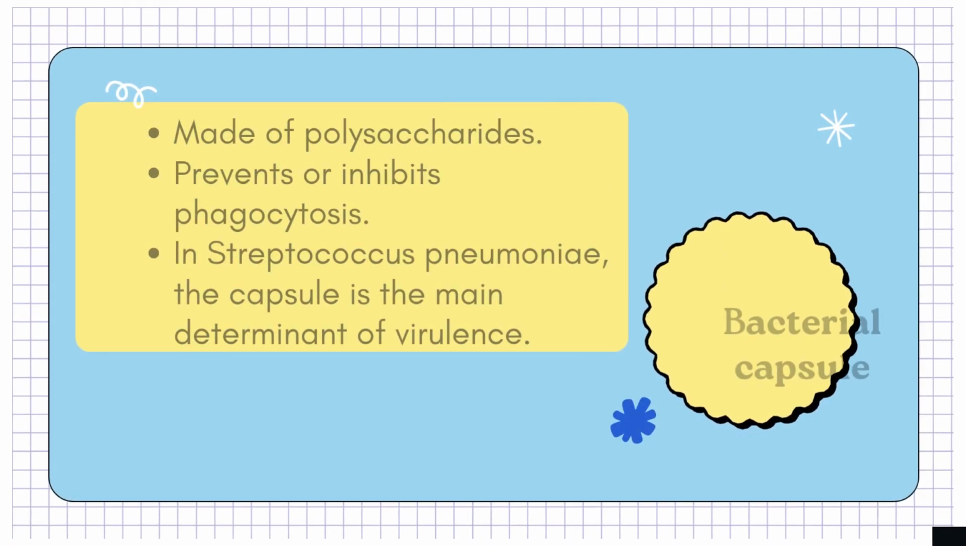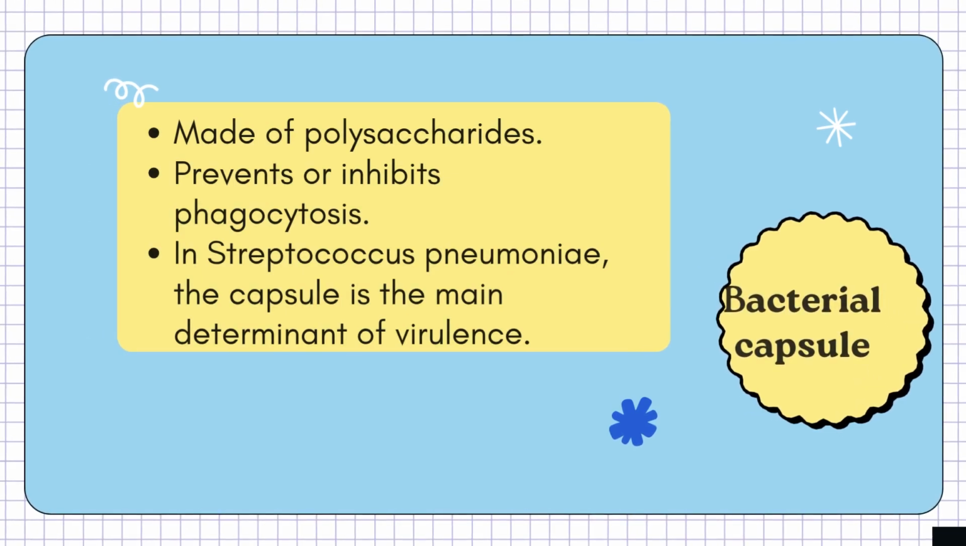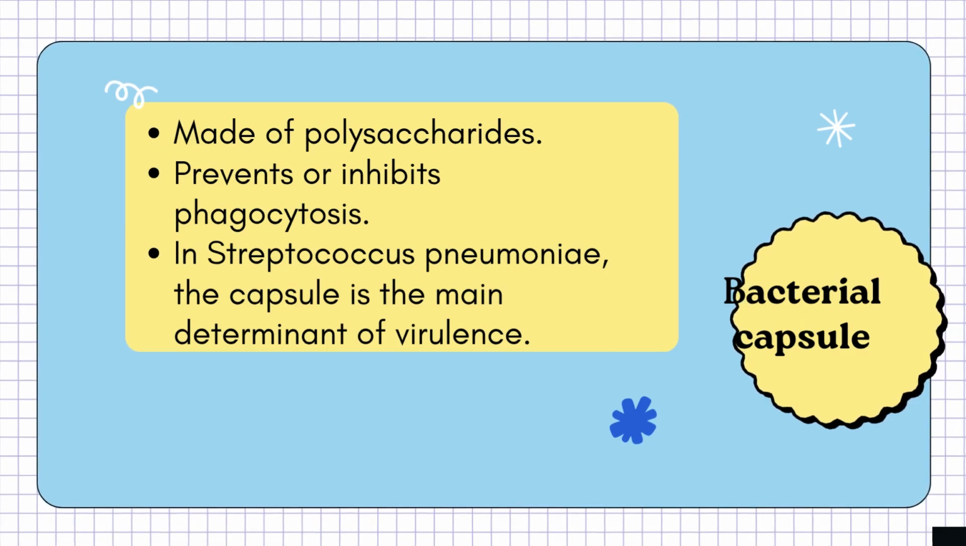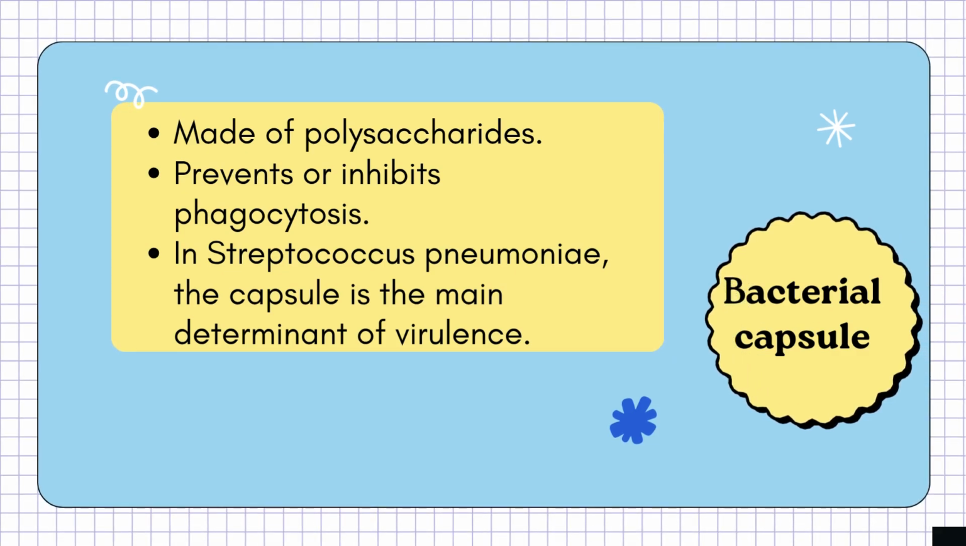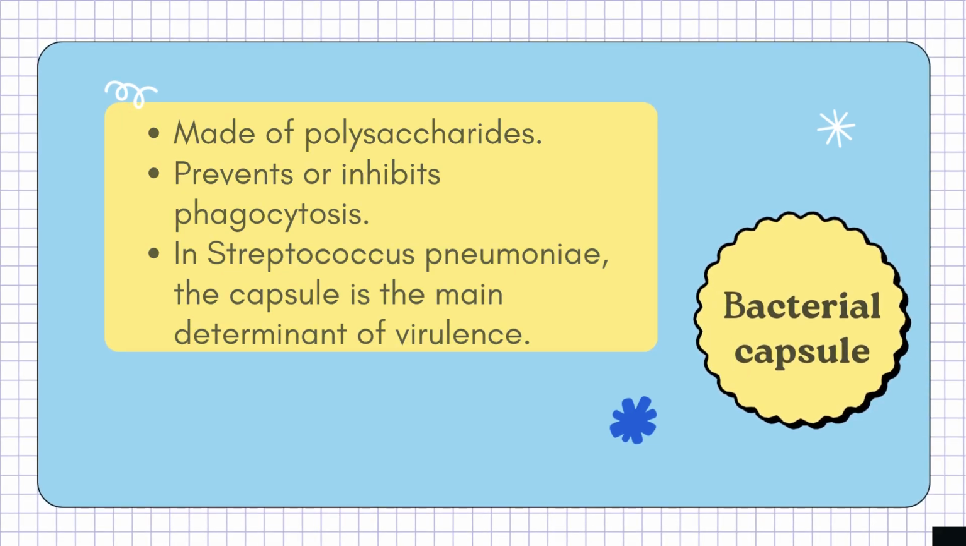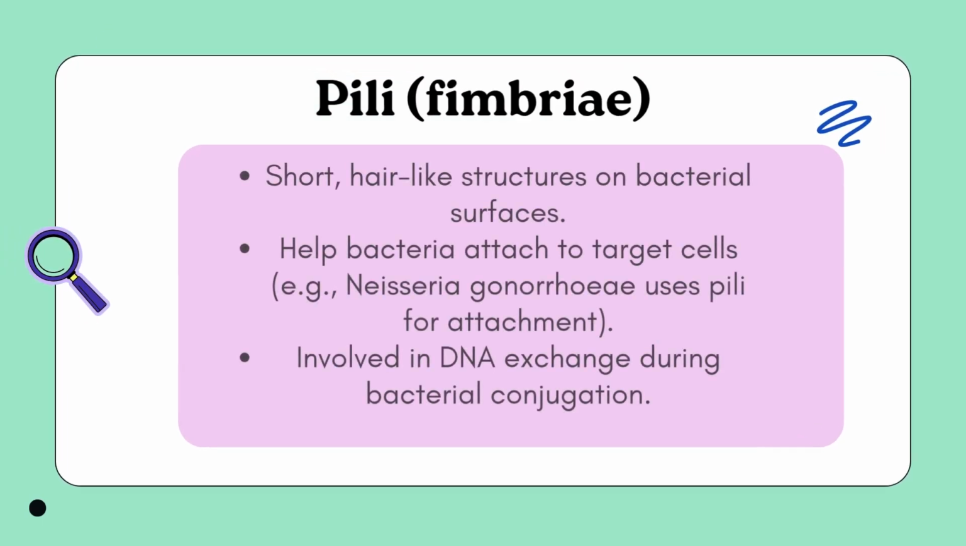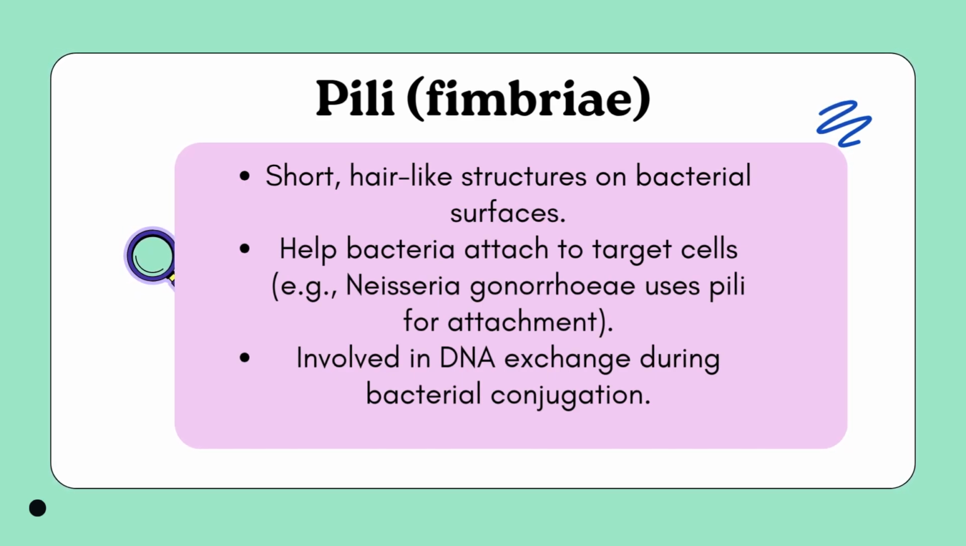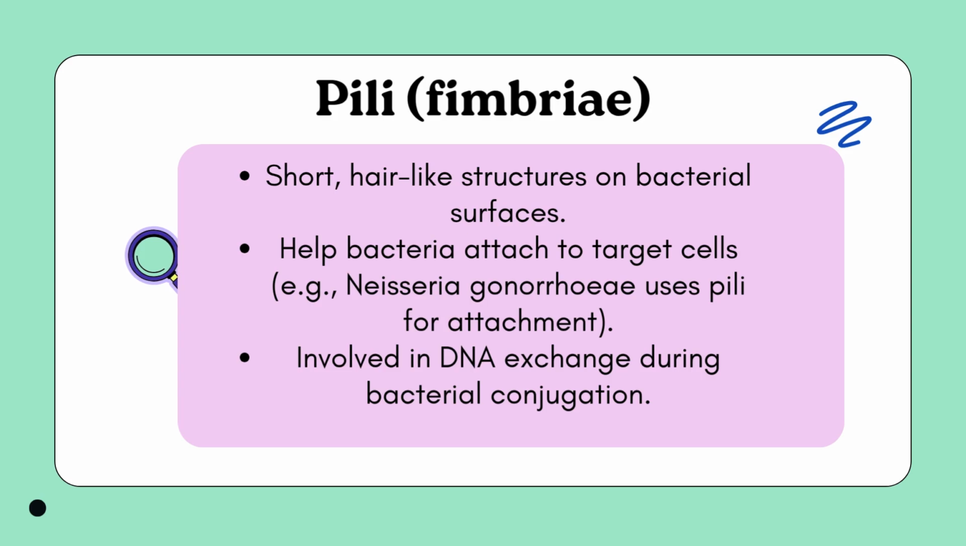Bacterial capsule. It is made up of polysaccharides and prevents or inhibits phagocytosis. In Streptococcus pneumoniae, the capsule is the main determinant of virulence. Pili or fimbriae are short hair-like structures on bacterial surfaces that help bacteria attach to target cells. Example: Neisseria gonorrhoeae uses pili for attachment. Pili are also involved in DNA exchange during bacterial conjugation.